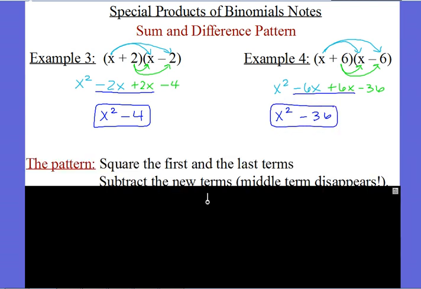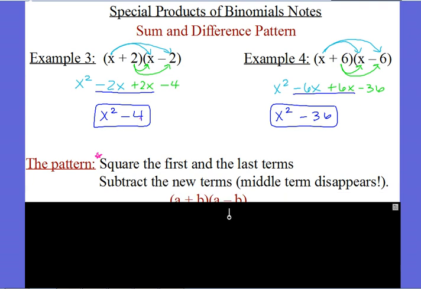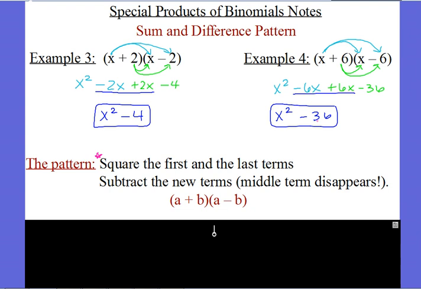Okay, so what I'm noticing in my pattern is that I square the first and the last terms. This time they're not all going to be positive. So I squared x and got x squared. I squared the 2 and I get 4. And I'm subtracting the new terms, the x squared and the 4, because the middle disappears. So I'm taking x and squaring it, and 6 and squaring it, and then I subtract the 2 squares. So the subtraction is what goes in the middle.